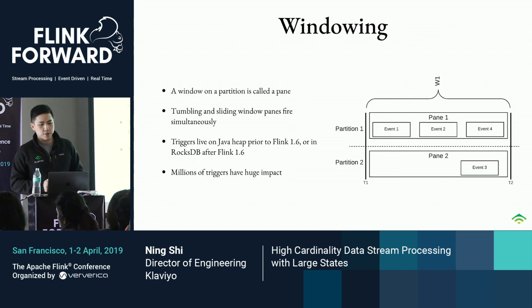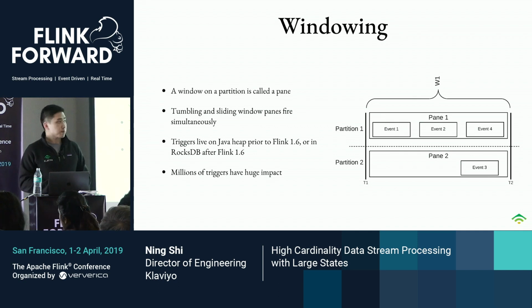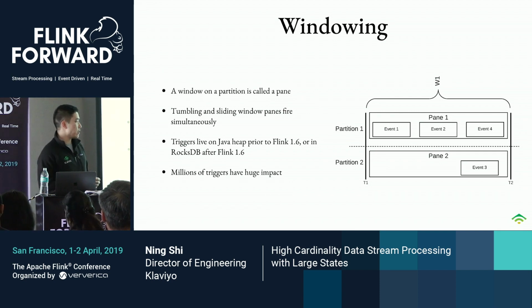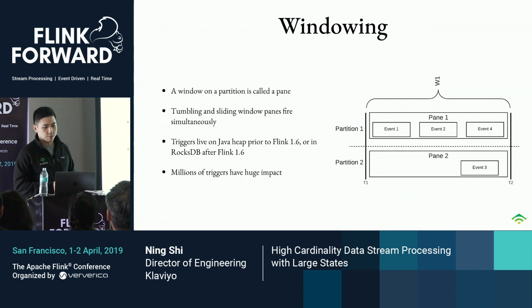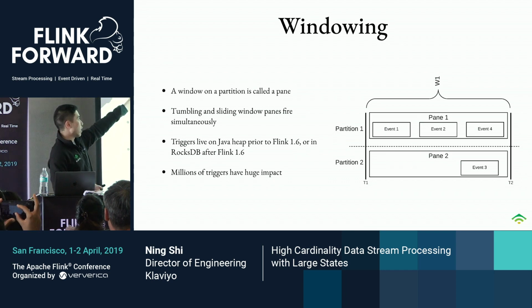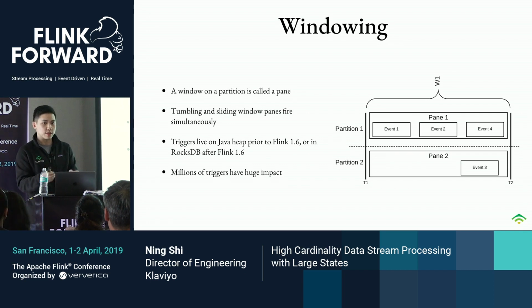The last thing about code changes I want to talk about is windowing. This is actually a pretty interesting topic, and I didn't find this concept described in the documentation, but it's actually in the code. A window on a given partition inside Flink: Flink is a partitioned stream, and each partition has its window managed on the local machine. That single window on a partition is called a pane. That's how you refer to a single window on a single partition, so it's always referring to a single partition. And tumbling and sliding window panes fire simultaneously.